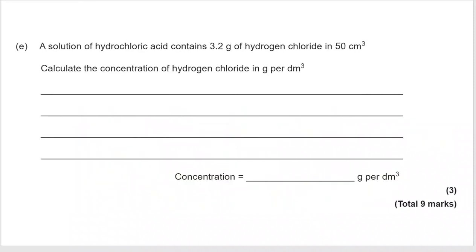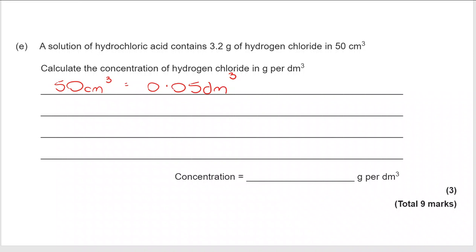On to part E to finish off. So we're told we've got 3.2 grams in 50 centimetre cubed. We want to know how many grams per decimetre cubed. Well, the first thing to do then is convert our volume into dm cubed. 50 cm cubed is 0.05 dm cubed.